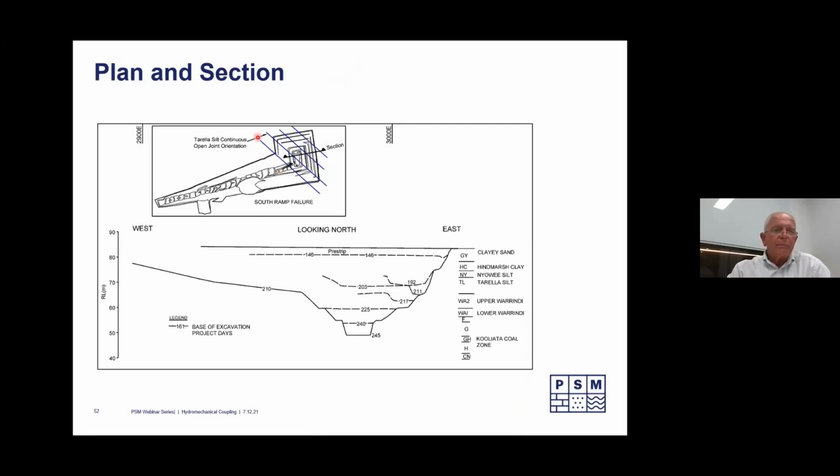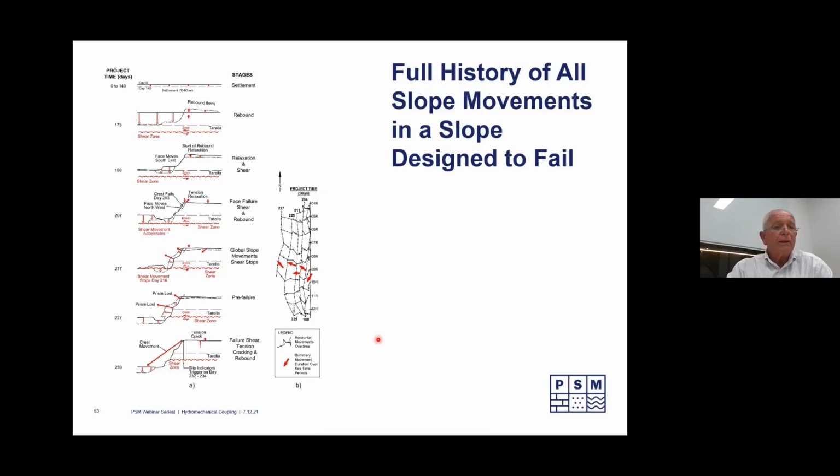This slope has a series of structures here that are in this Torella sill, and they're open joints. So what role would they play? There's also another series of structures in the upper zones here and here. So this is a trial excavation that was excavated over time, and these are the days from 146 through to the end, 245 days.